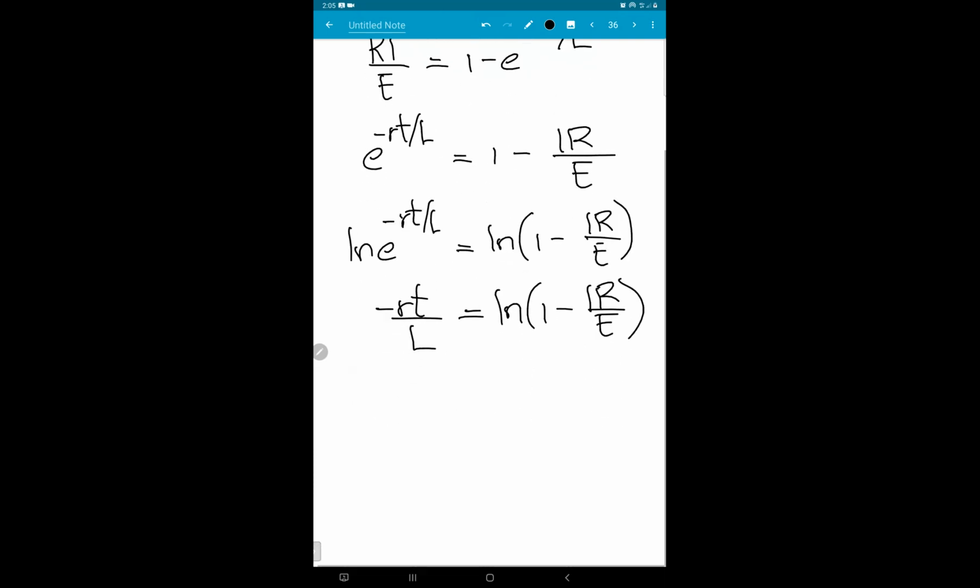And then you can now solve for t by multiplying both sides of the equation by negative l over r. Sorry, that's supposed to be negative capital L over small r to distinguish it from the capital R there. So you have to multiply it to both sides. So you'll get this one.